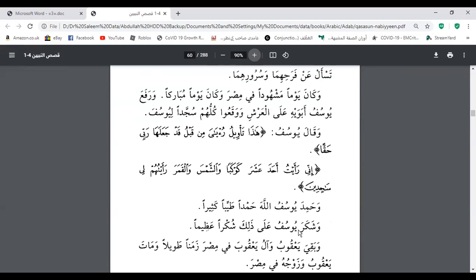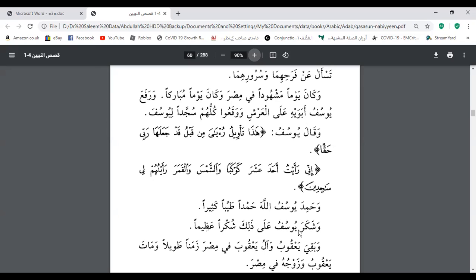You could imagine how much preparation there was. Obviously not extravagance, but known and could be seen, especially when Yusuf alayhi salam was the king of that state for a long time. وَكَانَ يَوْمًا مُبَارَكًا, and that day was blessed. وَرَفَعَ يُوسُفُ أَبَوَيْهِ, and Yusuf alayhi salam elevated the parents, made them sit on the arsh, the throne.